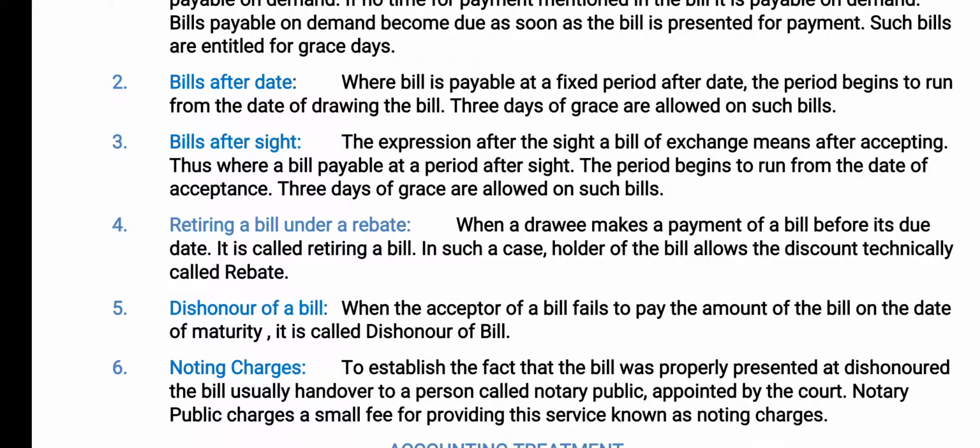Then such a bill is known as retiring a bill under a rebate, and the holder of the bill allows a discount, that is called rebate. Whenever you pay the bill on a date earlier than the one mentioned on the bill, the drawer allows a discount, and that discount is known as rebate.